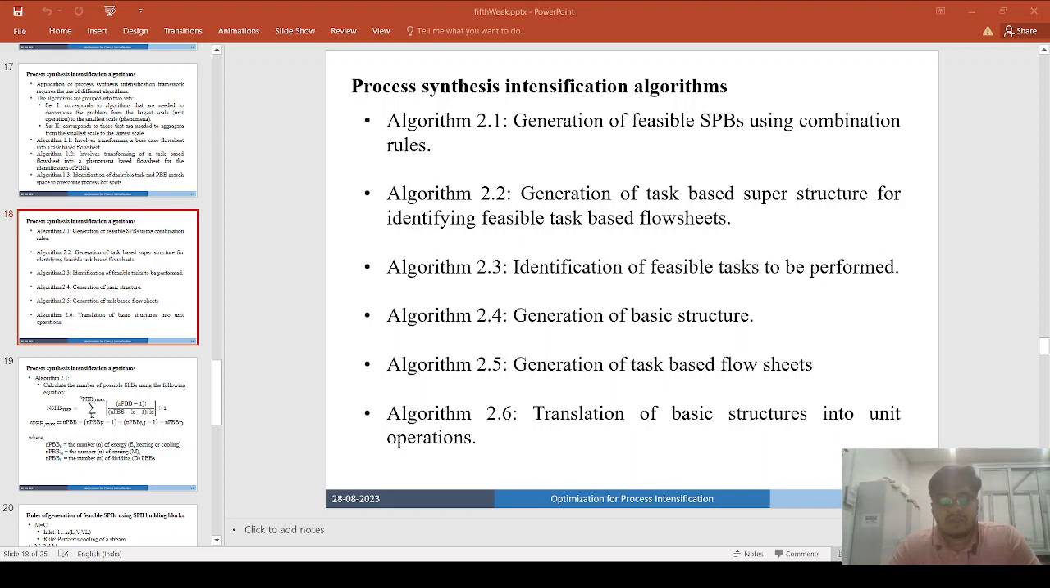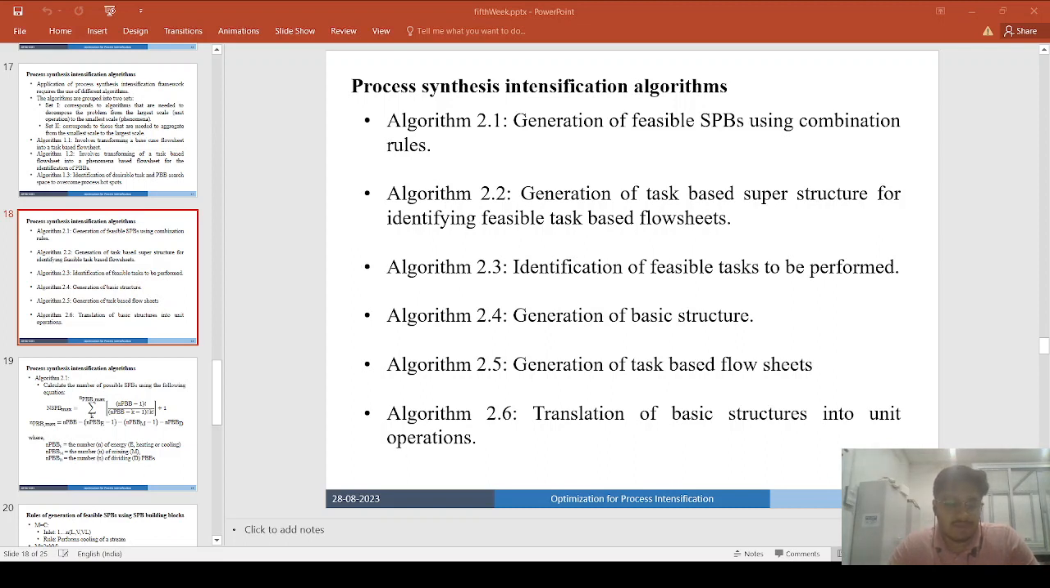Now in the algorithm sub algorithm 2.6, the idea is to use a database to translate the basic structures to tasks and then to unit operations. If the basic structure and its corresponding unit operation do not exist, then in principle a new unit operation is generated. The list of unit operations is then screened based on the phase identity of the feed stream. Then the selected feasible unit operations are highlighted in bold in the table.